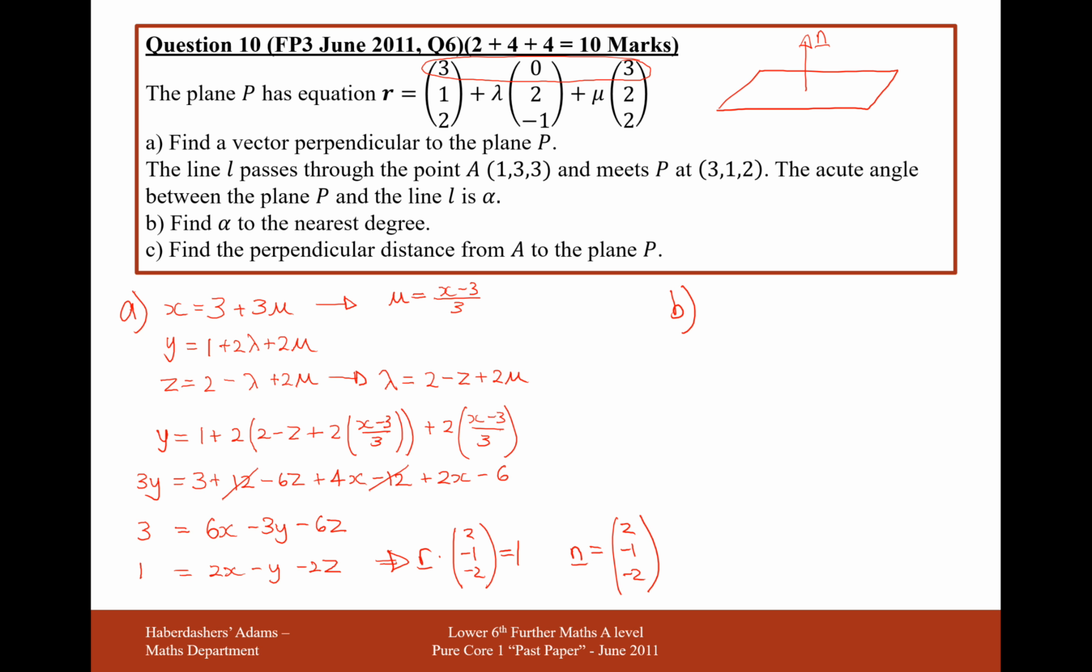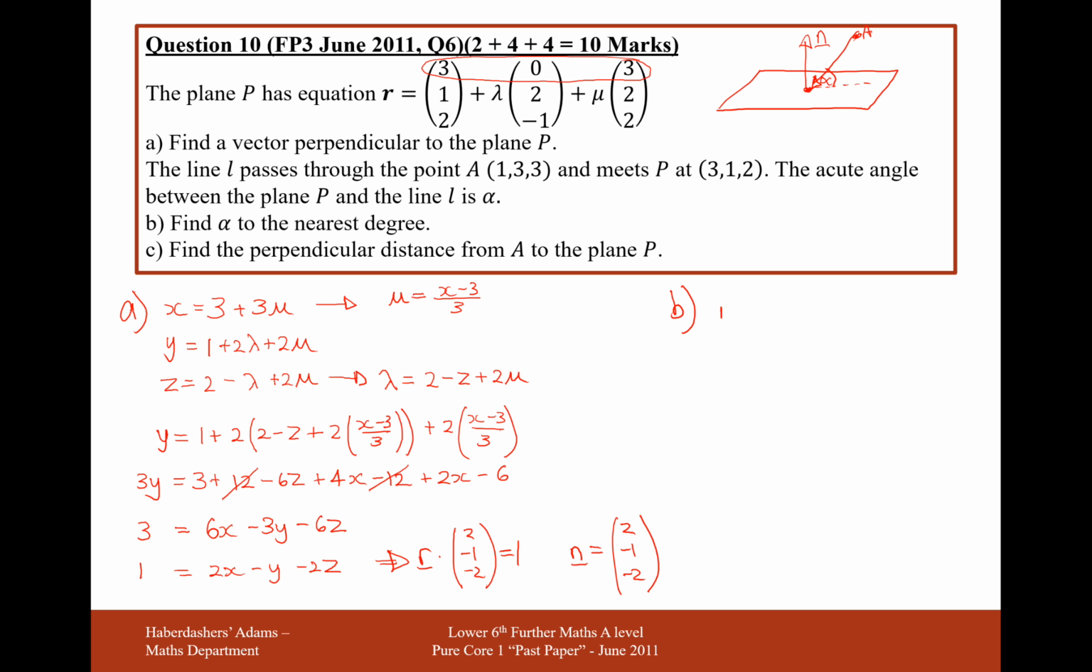We have a point A, so A is a point up here, and the point P that they intersect at is this coordinate here. The acute angle between the plane P and the line L is alpha. So this angle here is going to be alpha. Find alpha to the nearest degree.